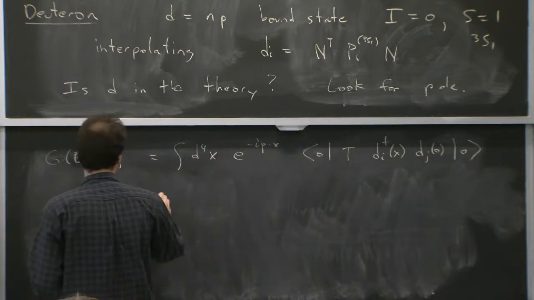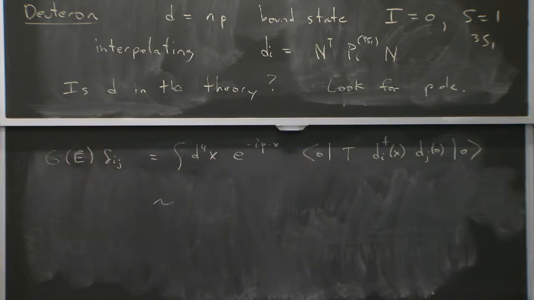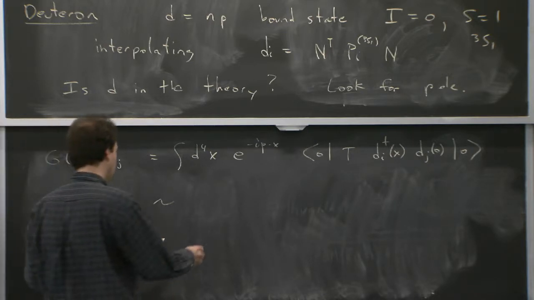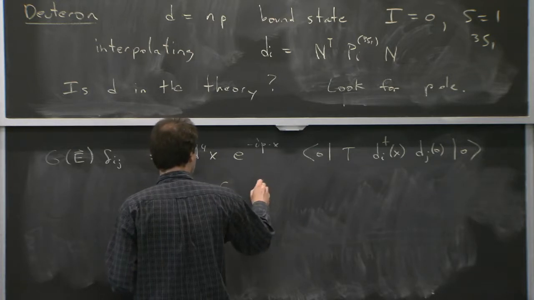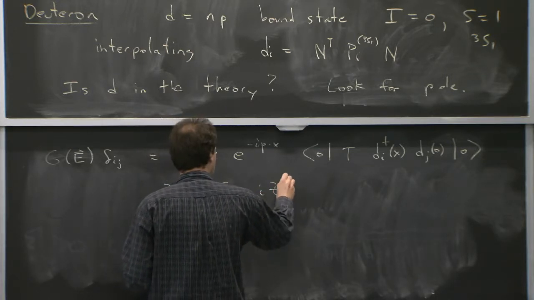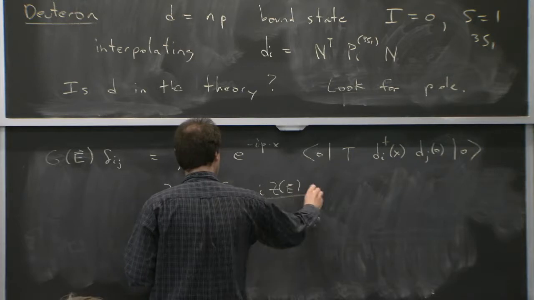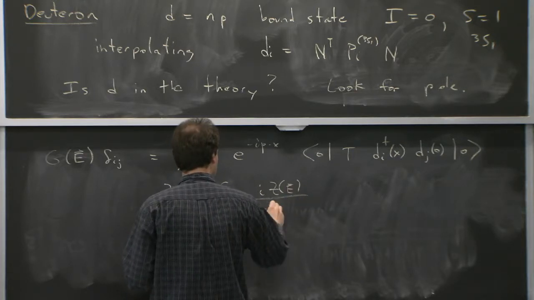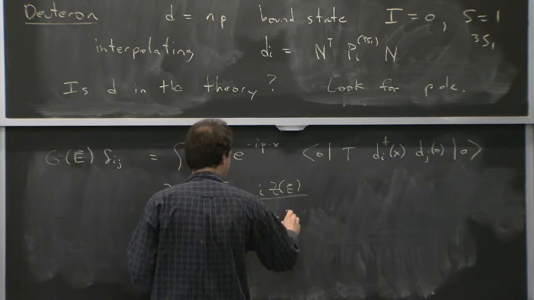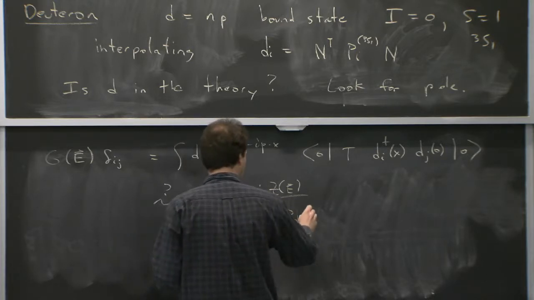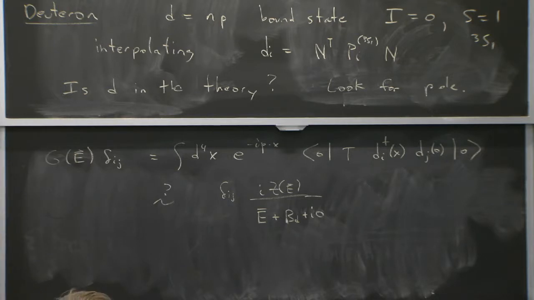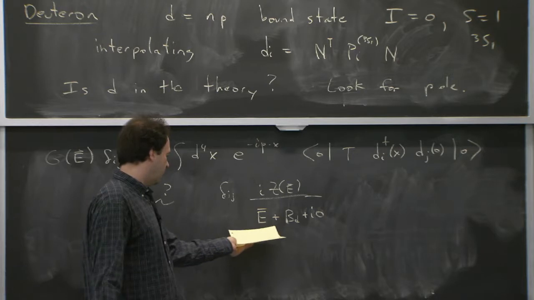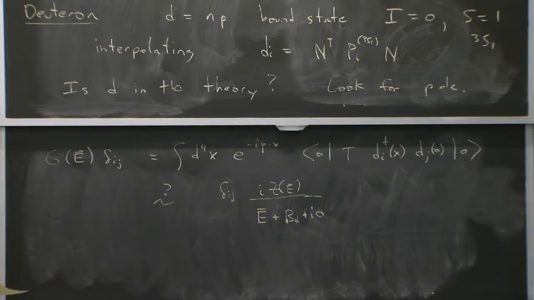Then ask the question, if I look at that time order product, is there a pole that would correspond to this state? I.e., somewhere, is there a pole which would behave as follows, some kind of Z factor, and then in this case, because of the way we've scaled energies, we would just be looking for a pole that's linear in the energy at some negative energy corresponding to the binding energy of that state.